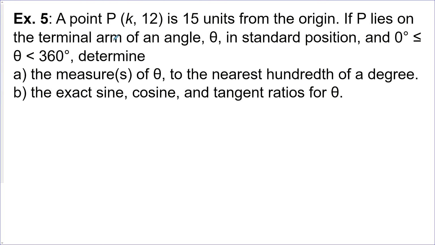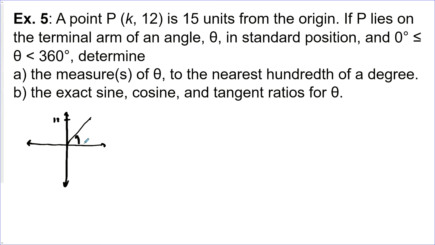Point P is at (k, 12), and it's 15 units from the origin. Point P lies on the terminal arm of an angle theta in standard position. And we know that theta is between 0 and 360 degrees. So we want to find theta and sine, cos, and tan of theta. So let's find k, because that's a missing value there. K is an unknown x, and then we do know the y value is 12. So that will be up there, somewhere here.